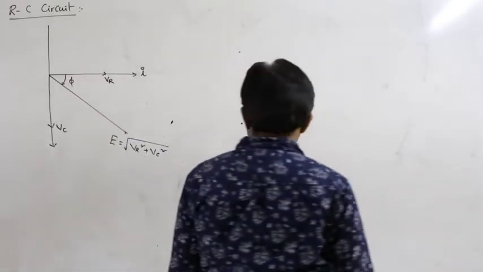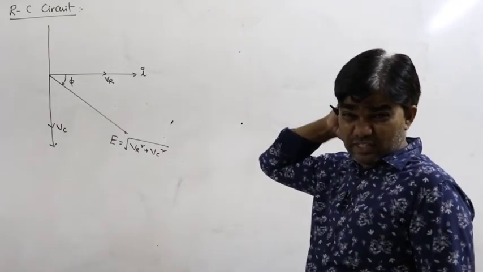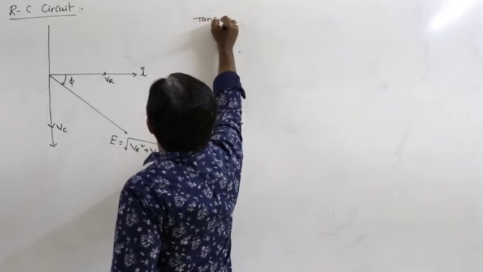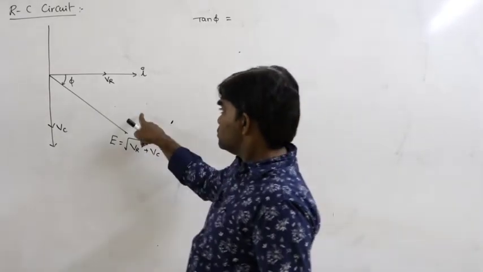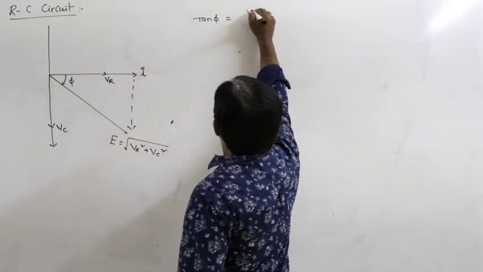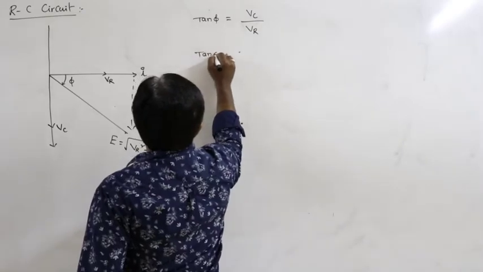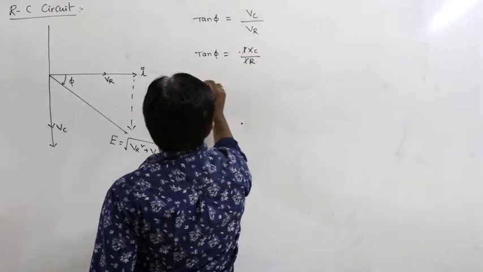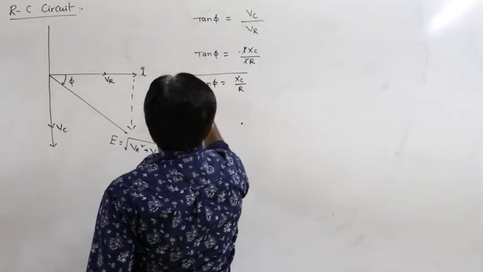What is the phase difference here? First thing we have to calculate is the phase difference between EMF and current. Tan phi can be written as opposite side by adjacent side. What is the opposite side here? VC, by adjacent side VR. So tan phi is equal to I XC divided by I R, so tan phi is equal to XC divided by R.